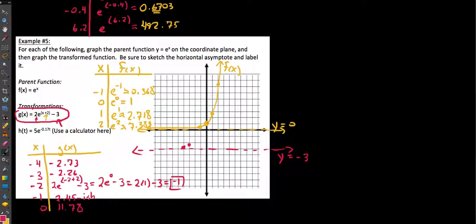Left 2, down 1. Left 1, up 2.4-ish. So left 1 from the origin and up a little less than 2.5. And then if we said 0, 11.78, let's see, 1, 2, 3, 4, 5, 6, 7, 8, 9, 10, 11.78. That would put it somewhere up here.